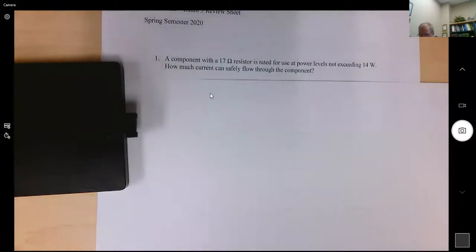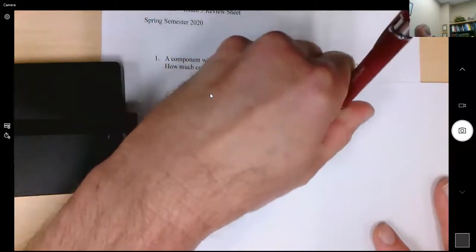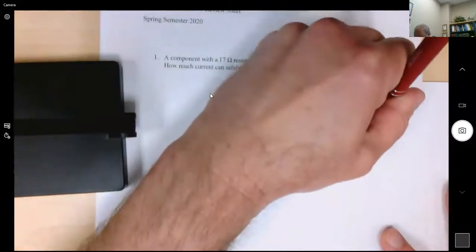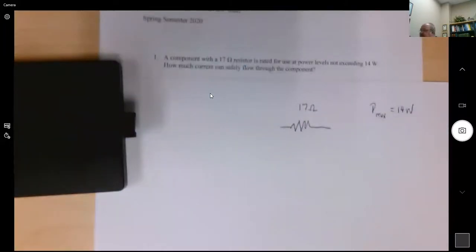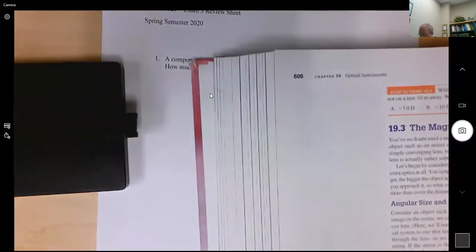So anyhow, the first problem, we have a resistor and it cannot exceed 14 watts power. So we have our resistor here. We have current going through, so this is 17 ohms. And we know that P max is equal to 14 watts. Okay, so let's go back and look in our book for the governing equations for this. I'm going to try my best to show these equations in the book for you.